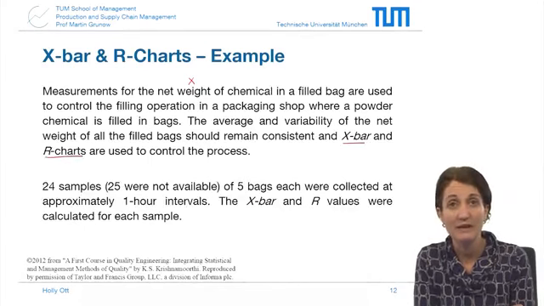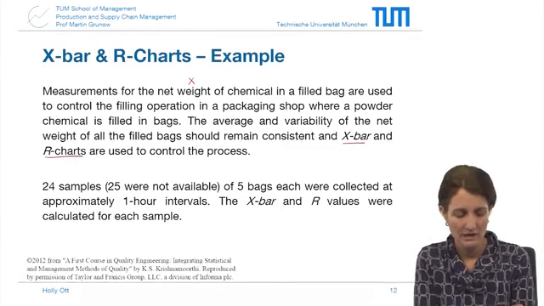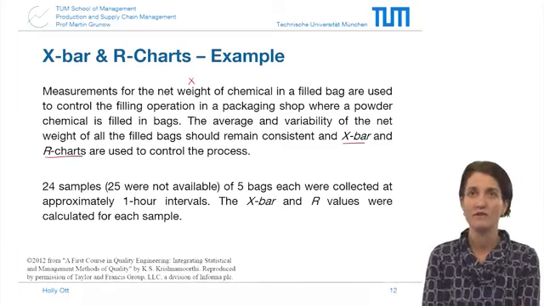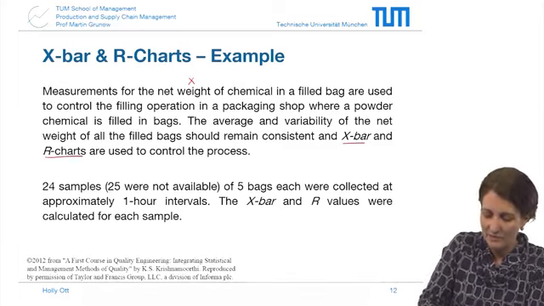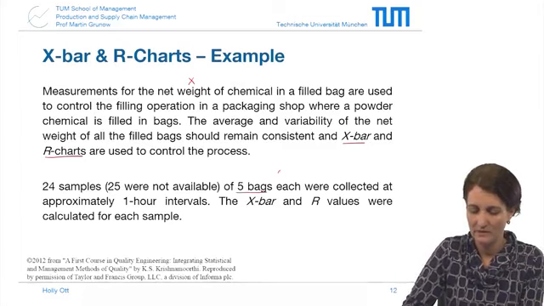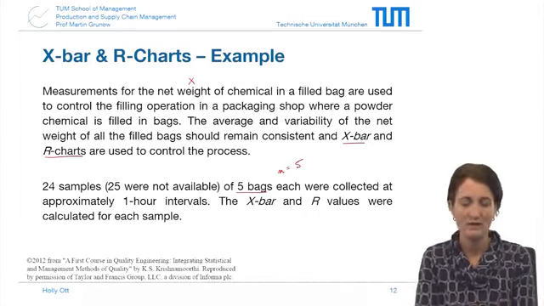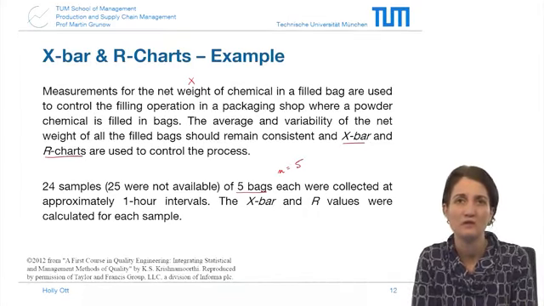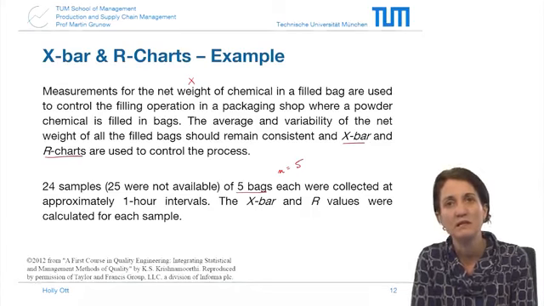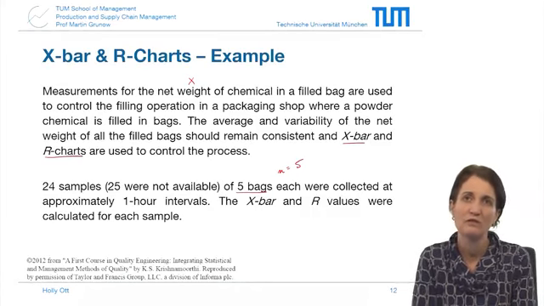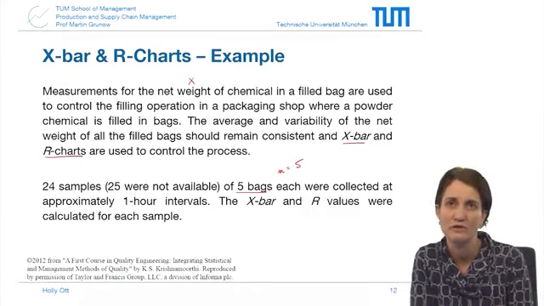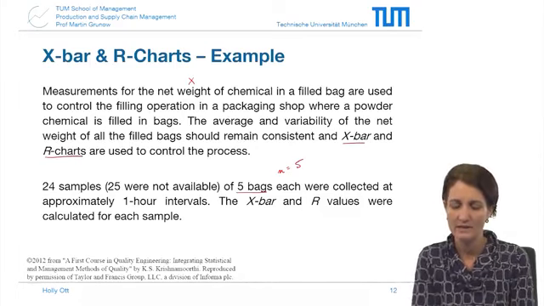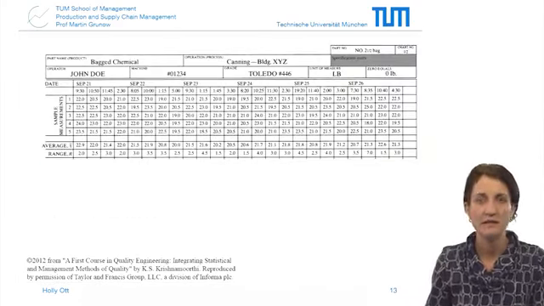This is a real case from our author. He had 24 samples because 25 were not available, of 5 bags each. So n equals 5, collected at approximately 1-hour intervals. And the X bar and R values were calculated for each sample. And the data set is included in the course if you would like to redo this example yourself. But here we see the data.